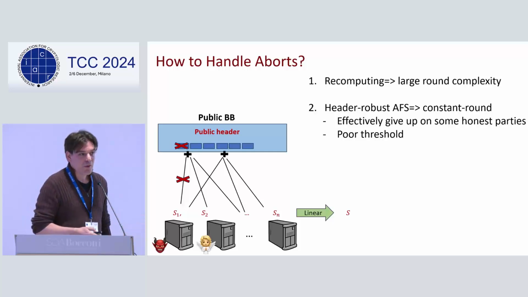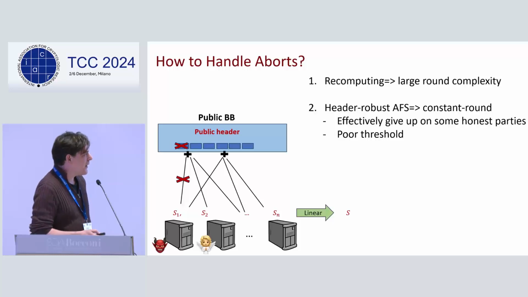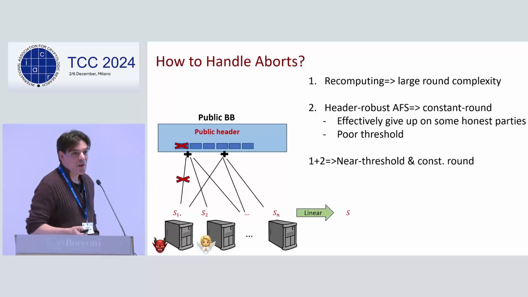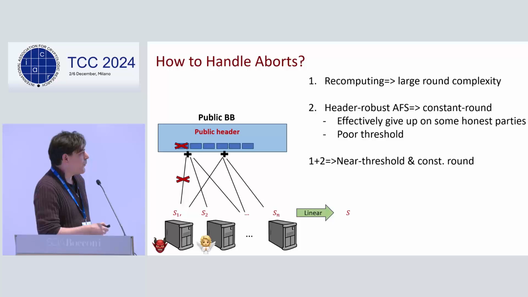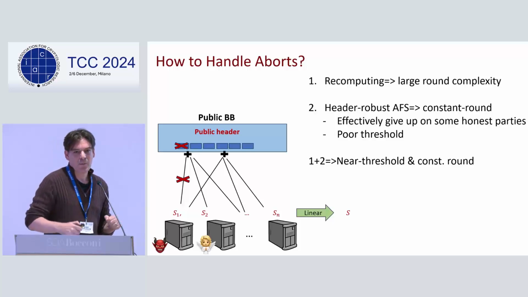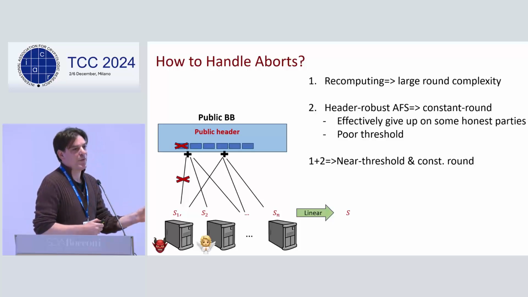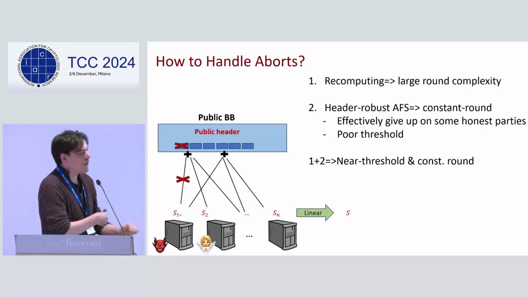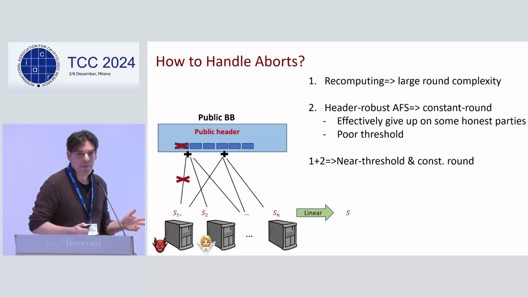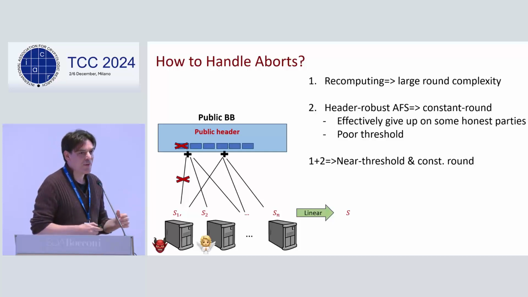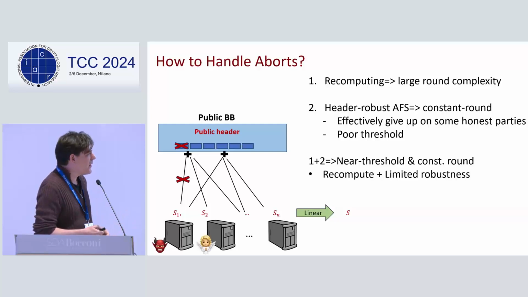threshold. So in order to get an almost optimal threshold and a constant number of rounds, we're going to combine these two approaches together. Basically, when we have many aborts, we are going to continue and recompute values until the point where we have a small number of aborts, and then we are going to rely on the resiliency. Okay? And you can show that this leads to a constant number of rounds.